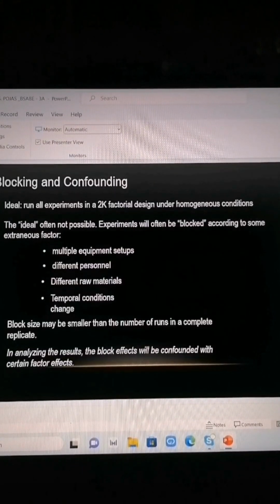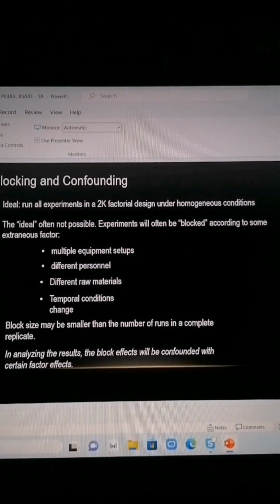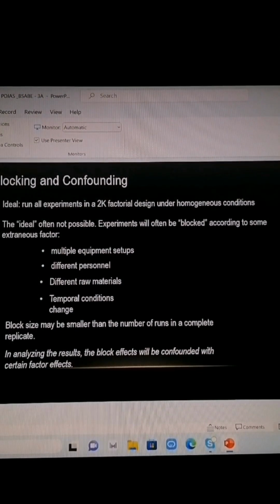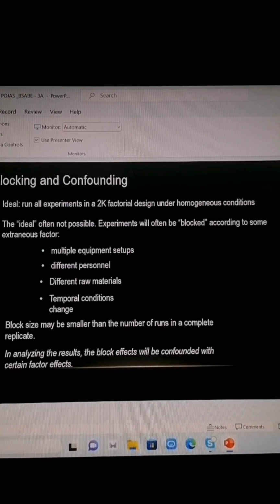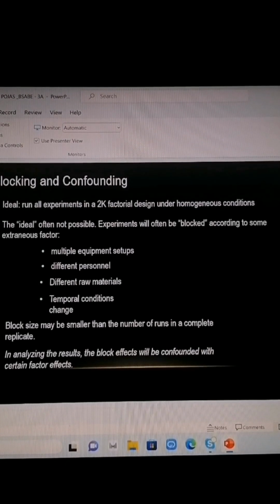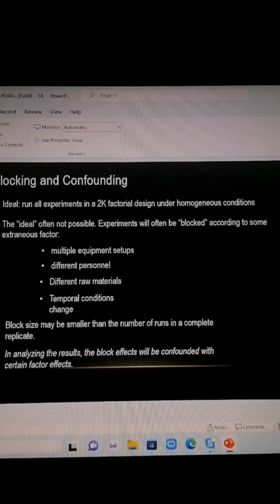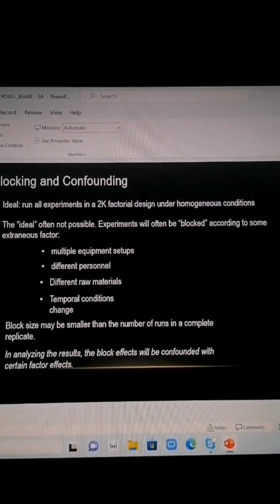Now that you've been introduced to the blocking effect, I'm going to explain how you can account for blocking and something known as confounding in the 2^k design. Ideally, you would run all experiments in the 2^k factorial design under homogeneous conditions. The ideal is often not possible.